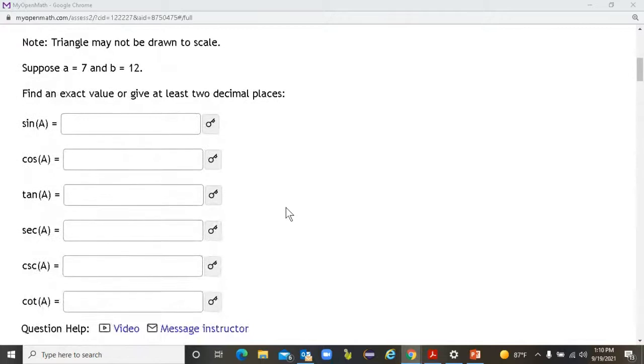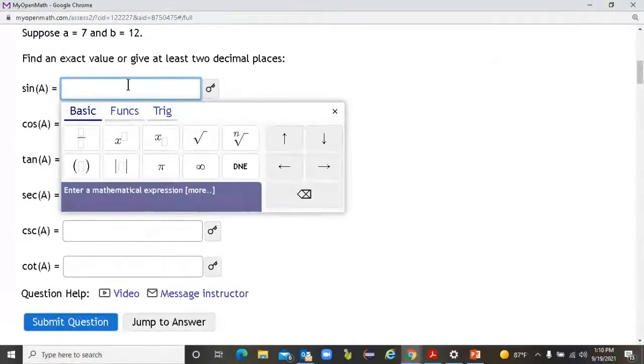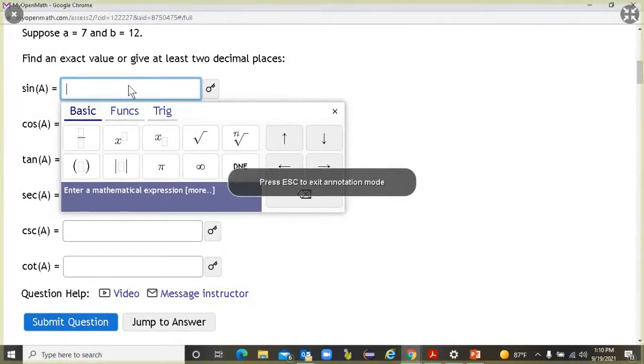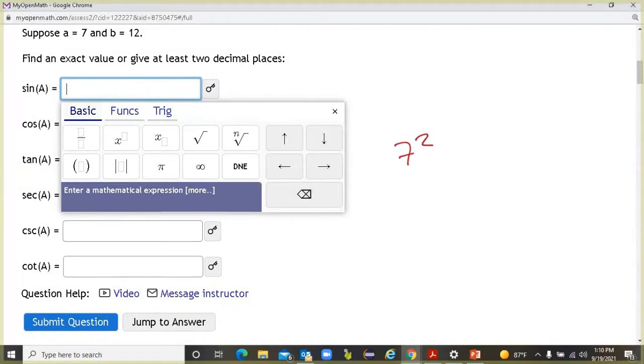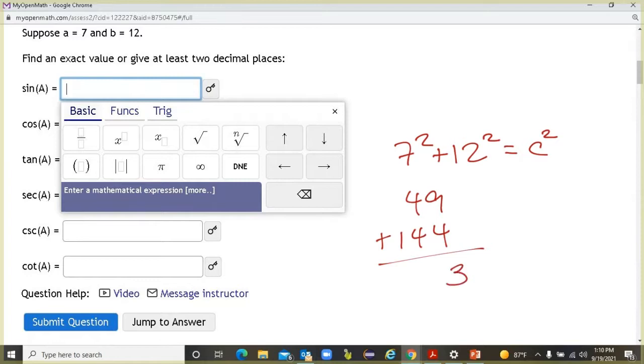So if we're looking for, now we also need the hypotenuse, don't we? So hold on, let's figure out that hypotenuse real quick. So 7 squared plus 12 squared will equal the hypotenuse squared, which they labeled as C. So that's 49 plus 144. That's 193. And that is not a good answer as far as being a perfect square.